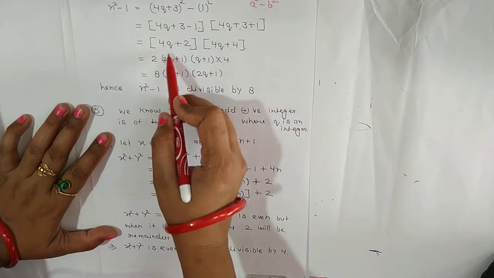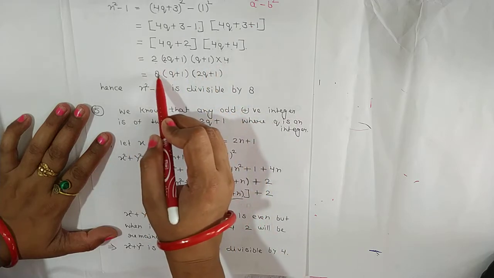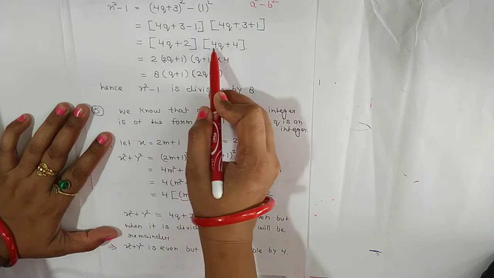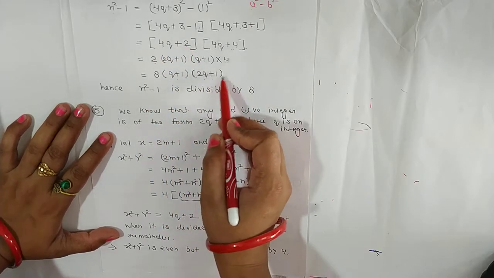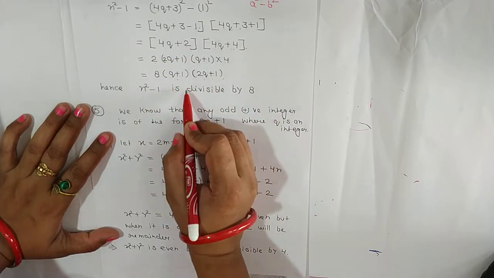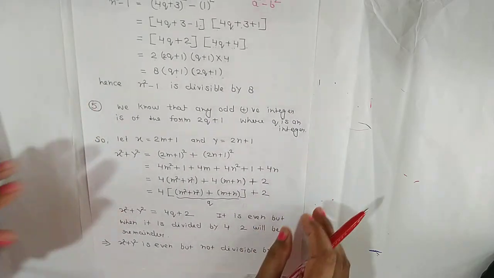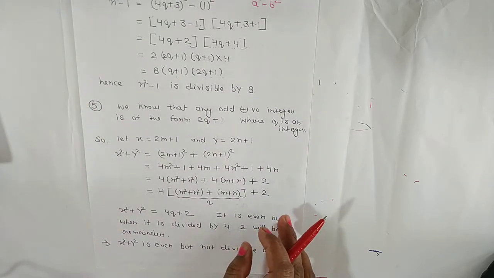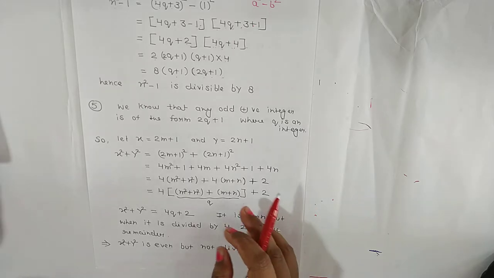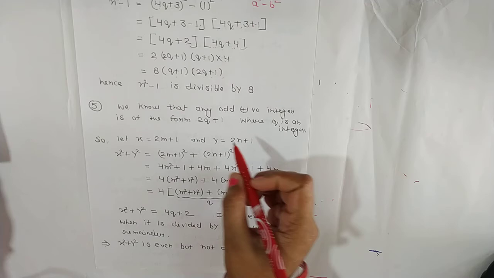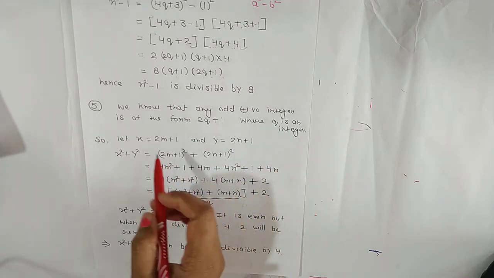Now 2 is common in this bracket and 4 is common in this bracket, so total will be 8. Now remaining is q plus 1 in this bracket, and in this bracket 2q plus 1. Now it is also divisible by 8. Okay, so we can say that n square is divisible by 8 if n is an odd positive integer. Now move on to the next question.